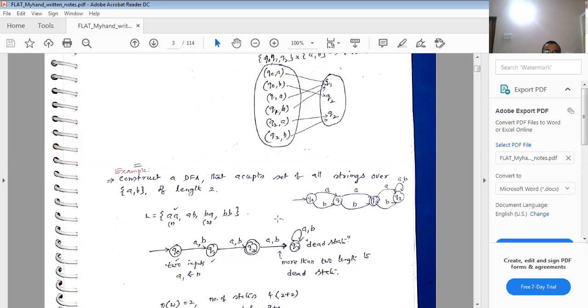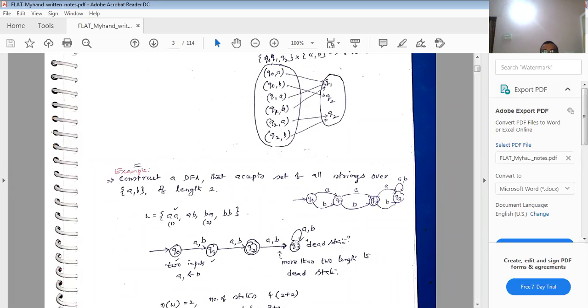Up to this it is over. But if you want to test A, B, A, whether it is valid or not, we have to say whether it is valid or not. If we are trying to verify it, on A we go to here, on B we go to here, again on A we go to here. But what is the language? Strings of length 2. But the string we are verifying for accept or reject is of length 3.